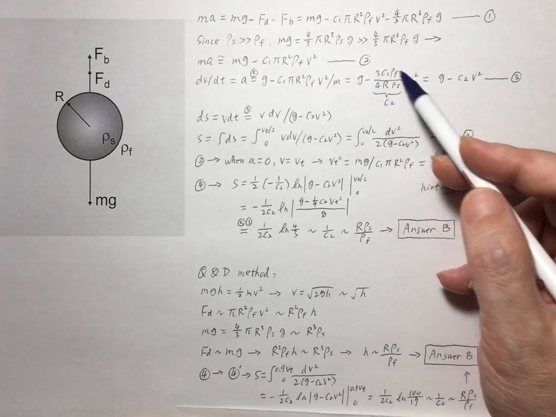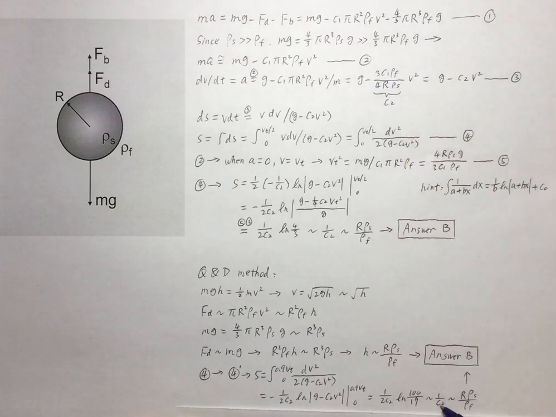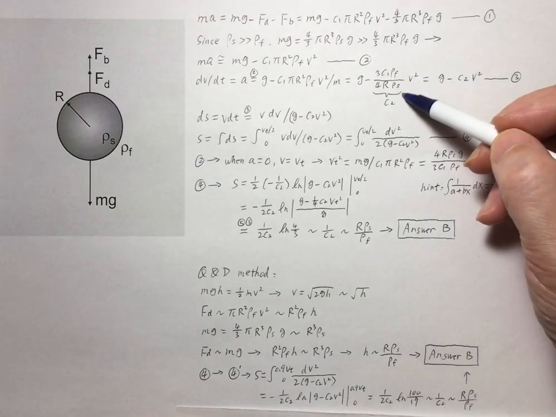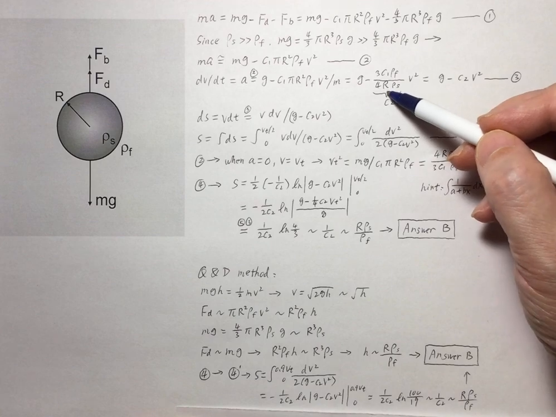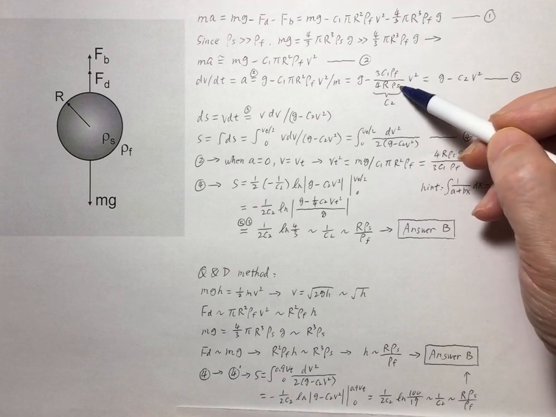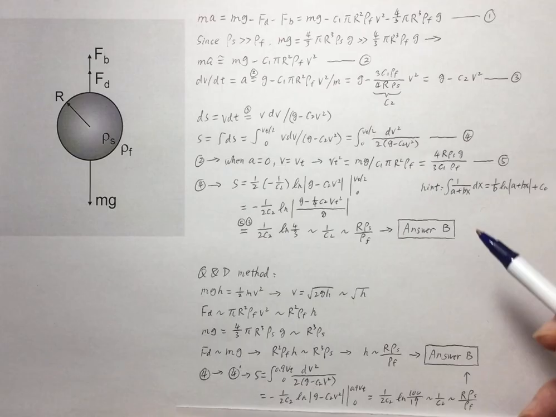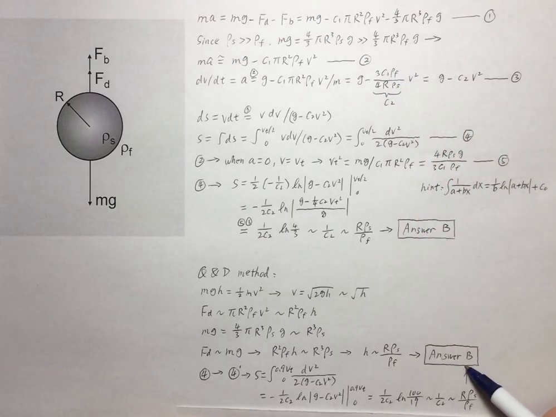C2 again is defined as here. So this means this is proportional to 1 over C2, and so proportional to r rho s over rho f, which is answer B. So this means this quick and dirty method works.